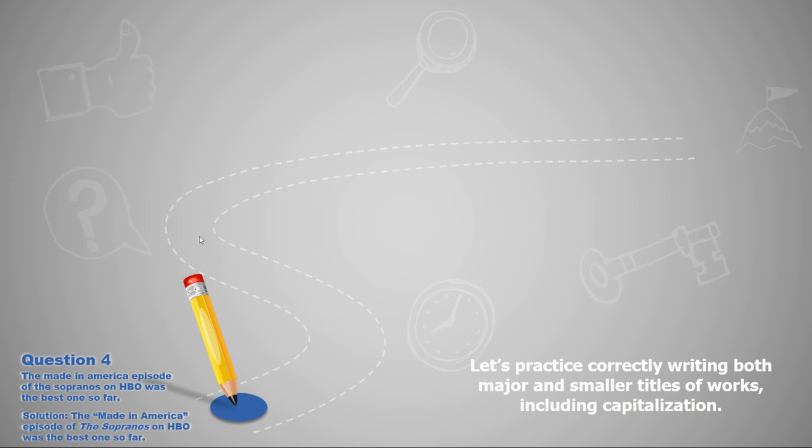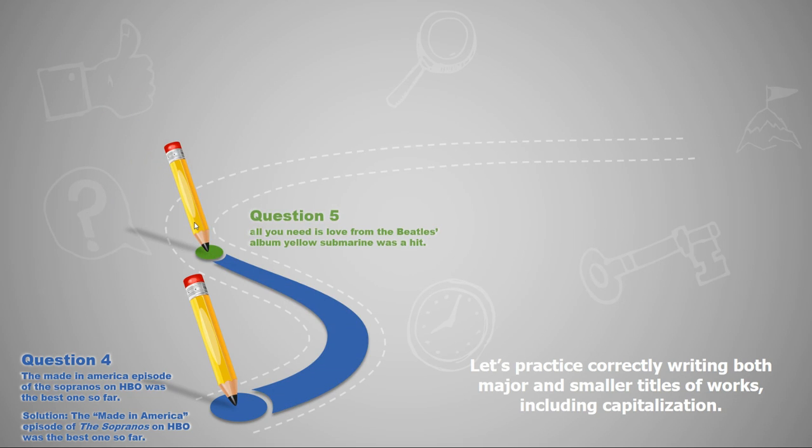Your answer should look something like this. "Made in America," which is an episode of The Sopranos, the major work on HBO. So "Made in America" should be in quotation marks because, again, it's an episode, a shorter work. However, The Sopranos should either be italicized or underlined because it is a major work. It is the name of that entire series.